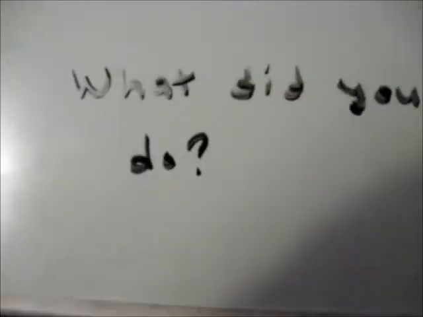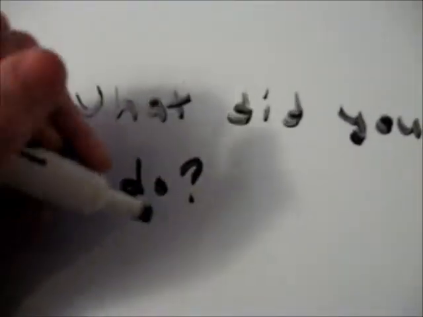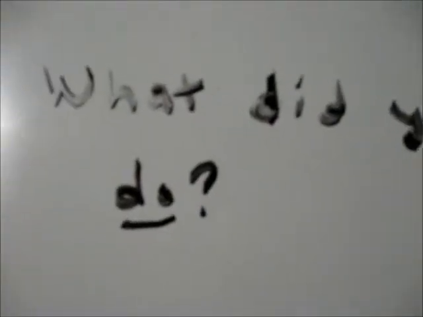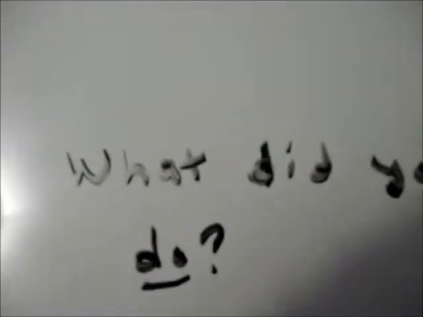What did you do? It's used in two different ways in the sentence. The do at the end is the normal verb, which is just to do something. Like, what did you do? I went to the store. The did here is the question forming one, used with what.